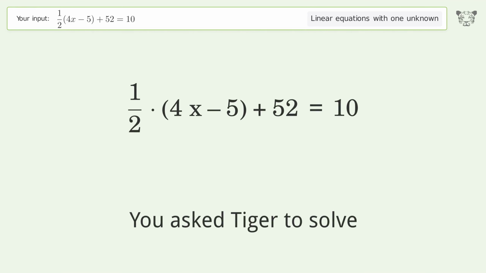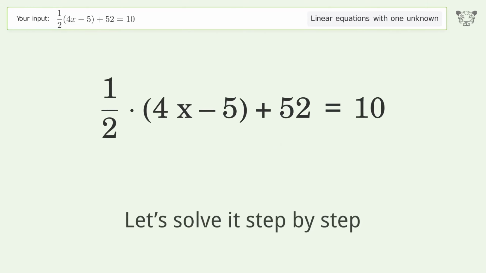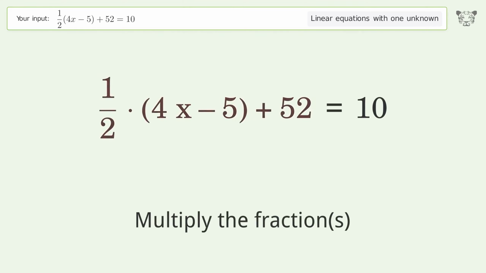You ask Tiger to solve. This deals with linear equations with one unknown. The final result is x equals -79/4. Let's solve it step by step. Simplify the expression. Multiply the fractions.